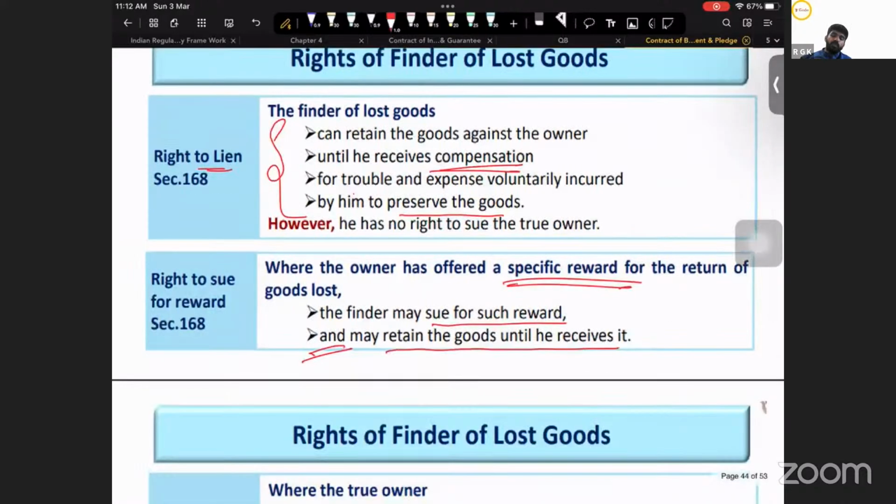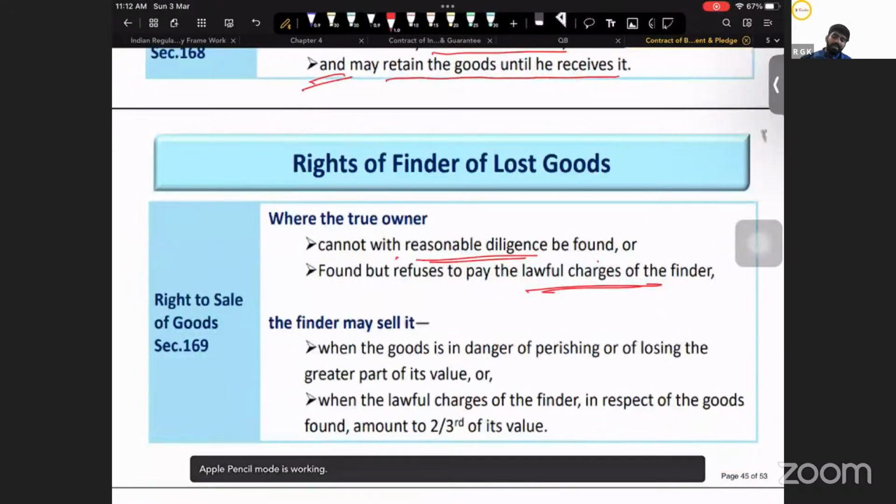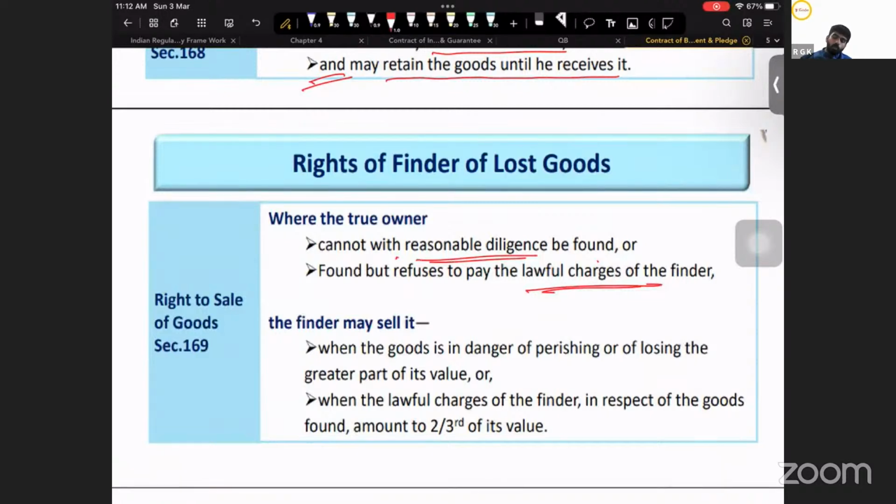If he refuses to pay, in that case, the finder may sell it when the goods are in danger of perishing or losing greater part of its value, or when the lawful charges of the finder in respect of the goods found amount to 2/3 of the value of the goods.